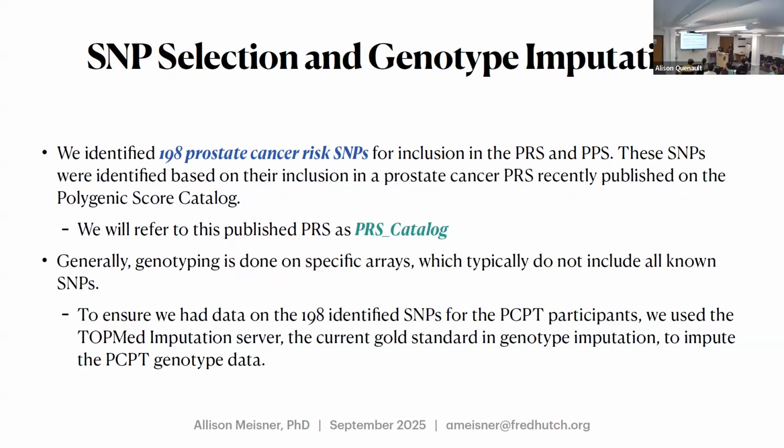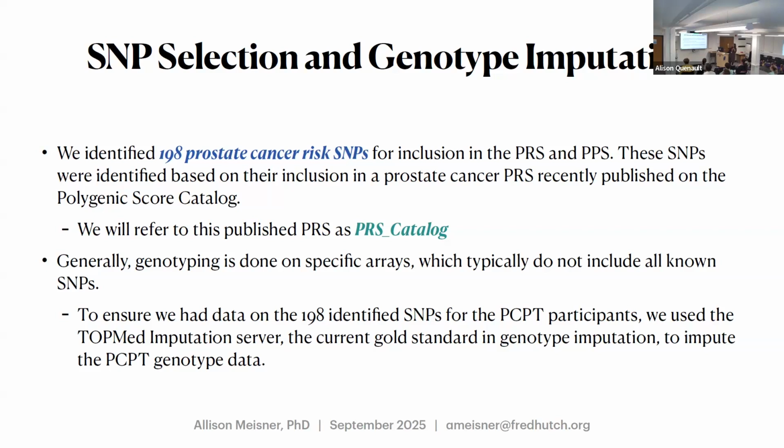So then the question is which SNPs to include, and we took a kind of narrow view and we just looked at 198 prostate cancer risk SNPs. I'll touch on this later. We could have considered a much broader view of other SNPs that we think might be specific to finasteride. But just as a starting point, we have 198 prostate cancer risk SNPs, and we're going to include them in the PRS and the PPS just with different weights.